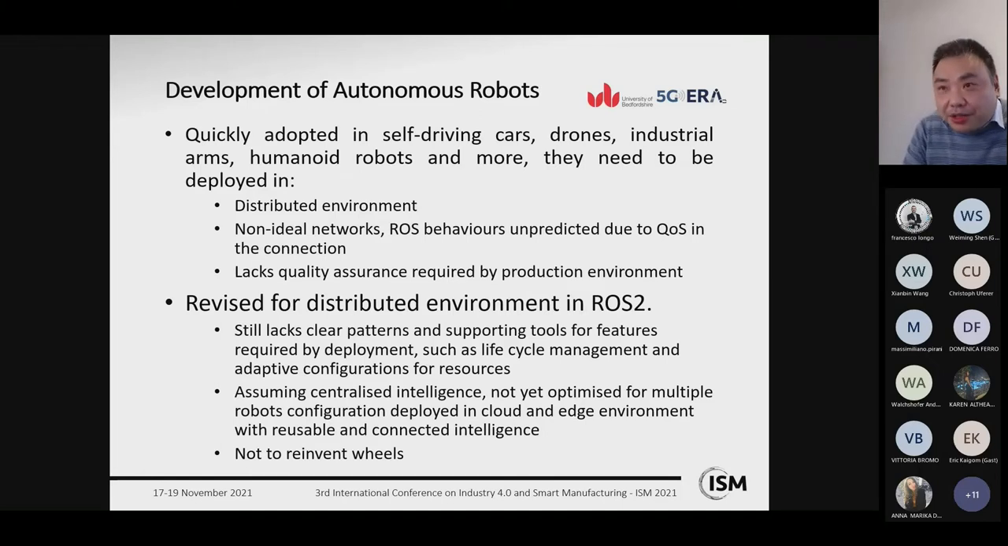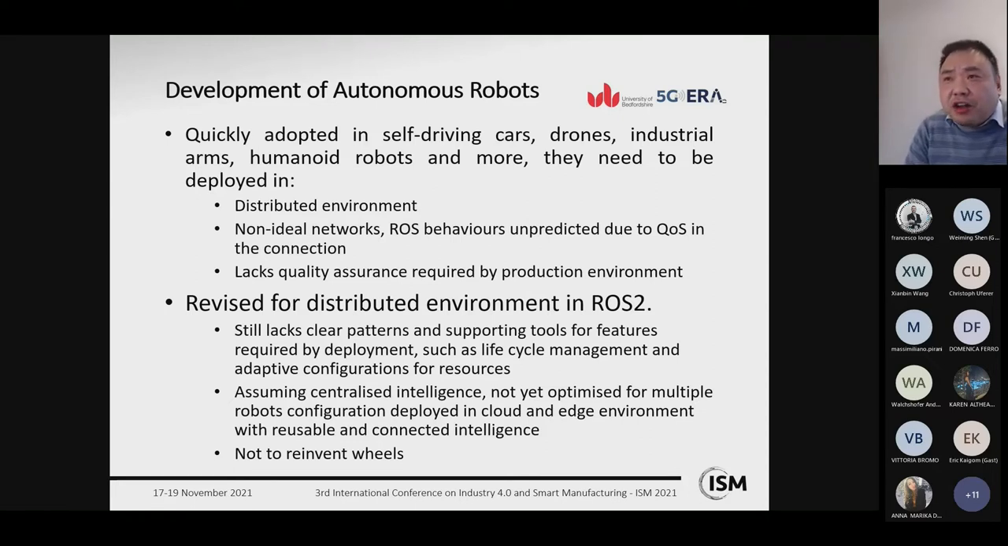We have been adapting ourselves to meet the needs. So there's a revision of the robot development environment. We call that ROS 2. But there's still a lack of patterns and supporting tools that are essential for deployment, such as lifecycle management and adaptive configuration for the resources. Another important issue is that from the intelligence perspective, the development still assumes some kind of centralized intelligence. And if we have multiple robot configurations with cloud and edge in the environment, how to reuse the intelligence and achieve connected intelligence is quite a challenging task.